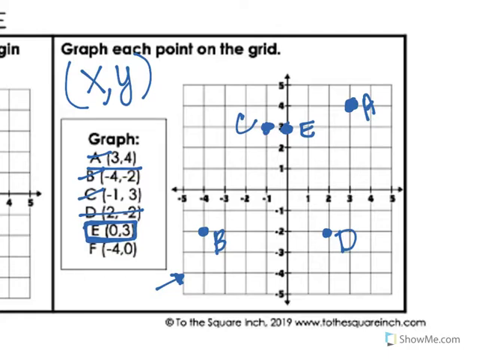Point F is going to be negative 4, so I go over 1, 2, 3, 4. And I don't go up or down, so I stay right on that x-axis, and this is point F. So if your y coordinate is 0, then you're just going to either move left or right. Those are your notes for the coordinate plane.